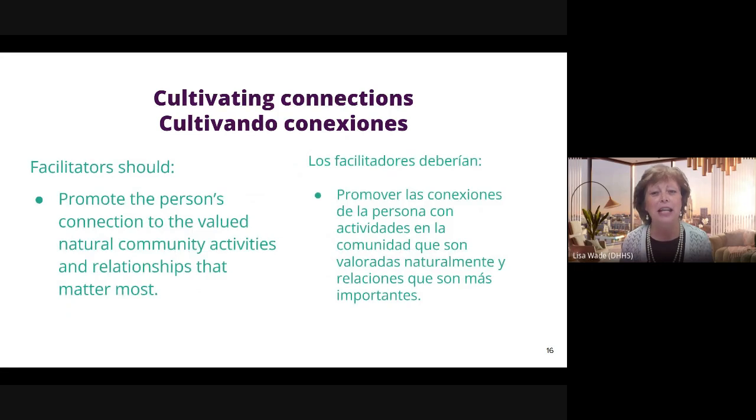So are you connecting to the community in ways that are meaningful to you? Or are you supporting the development of relationships that matter? This particular competency for person-centered planning encourages us to look beyond segregated activities designed only for people with disabilities and find ways to build friendships and meaningful connections outside that paid service system.